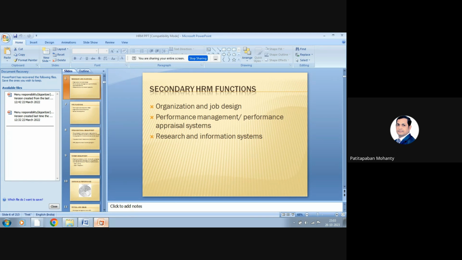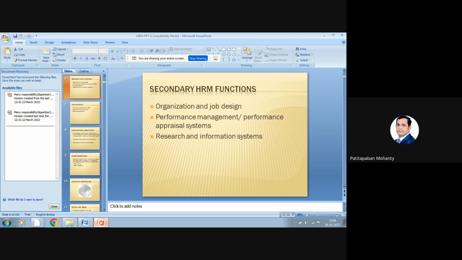What are the secondary HRM functions? The previous slide covered the primary functions; these are the secondary HRM functions. Apart from the primary purpose, the HRM department performs some secondary functions, which are also very important. That means taking care of the organization, the job, preparing the job design, job description, job enrichment, performance appraisal systems, research and development, or management information systems, sometimes called a research and information system.